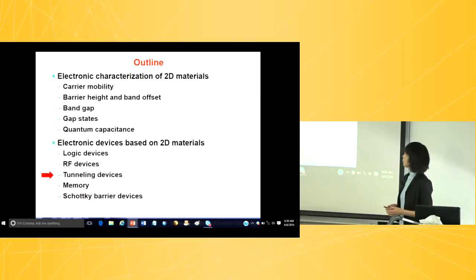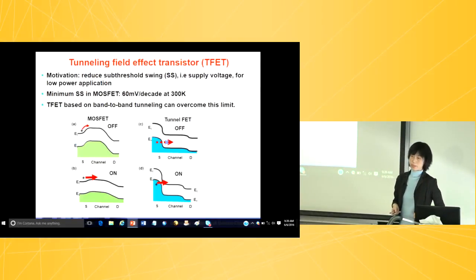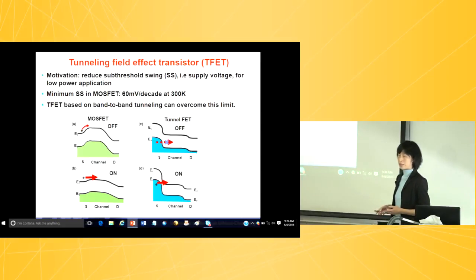Now I'll move on to the tunnel device. Tunnel devices include the tunnel FET and the tunnel diode. First, I'll discuss the tunnel FET, tunneling field effect transistor, also called TFET. The reason that people are interested in the TFET is that it can reduce the subthreshold swing. That means we can reduce the supply voltage or reduce the power consumed by the transistors. So this will be important for low power applications.